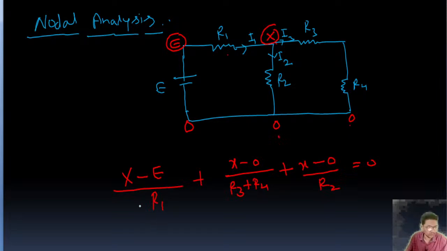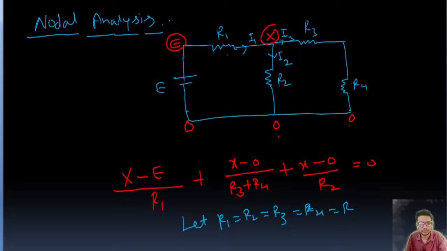Now we are going to solve it. Very simple. Let's say R1 equal to R2 equal to R3 equal to R4 equal to R, for solving it. Then the equation is going to be X minus E upon R.